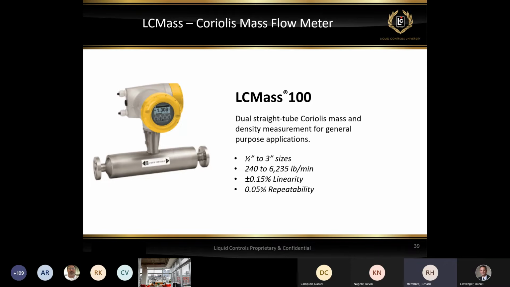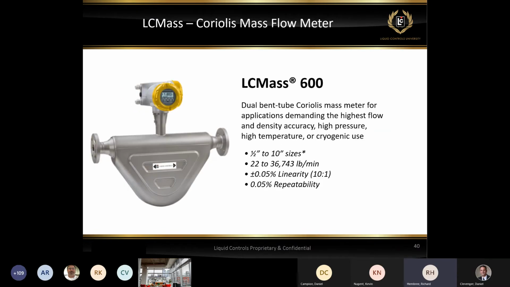And this unit right here is the dual straight tube, which you can use in industrial applications, with a smaller footprint. If you have an installation that requires limited space, this dual straight tube may be an option as well.